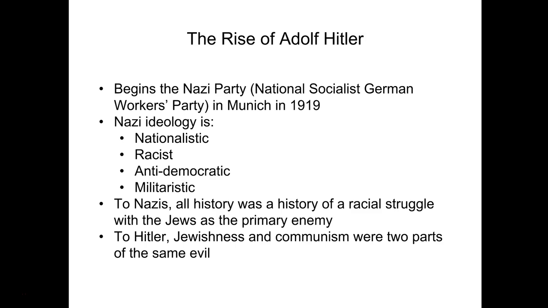In Germany, we have something similar happening with Adolf Hitler, and we'll look at how he rises to power. He starts his Nazi party, the National Socialist German Workers' Party, in Munich, also in 1919. Nazi ideology is fascist, but it's a significantly more racist version of fascism than any others. It's founded on racial ideology. So it's nationalistic, it's pro-German, it's very racist, it's anti-democratic, and it's very militaristic.